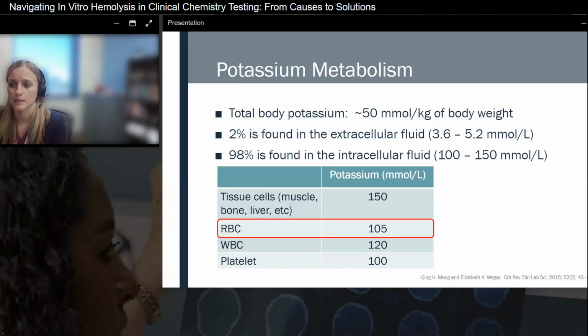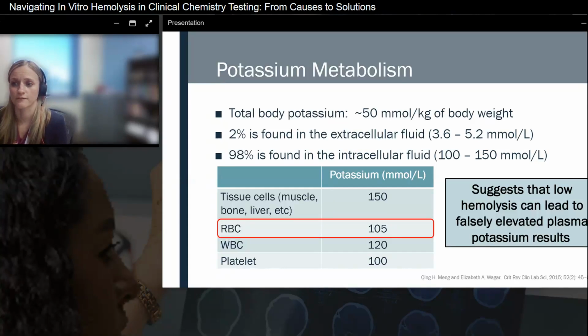I also chose potassium as a case study because hemolysis is a physiological interference. So there are higher concentrations of red blood cell potassium than plasma potassium. In fact, 98% of total body potassium is found within the intracellular fluid, while only 2% is found in the extracellular fluid. Normal plasma potassium, or extracellular fluid potassium, has a normal range of 3.6 to 5.2 millimole per liter, while the concentration of potassium found in the red blood cell is approximately 105 millimole per liter.